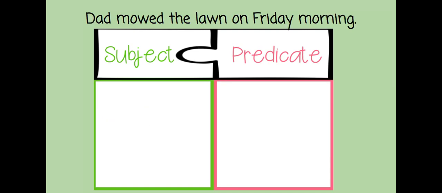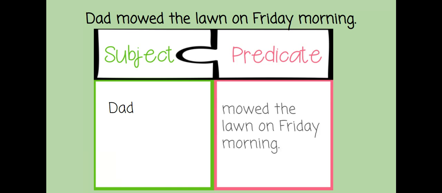Dad mowed the lawn on Friday morning. Who is the subject in this sentence? And what is that subject doing or is? If you said Dad was the subject, you are correct. Dad is who we're talking about. What did Dad do? He mowed the lawn on Friday morning. That is the predicate.